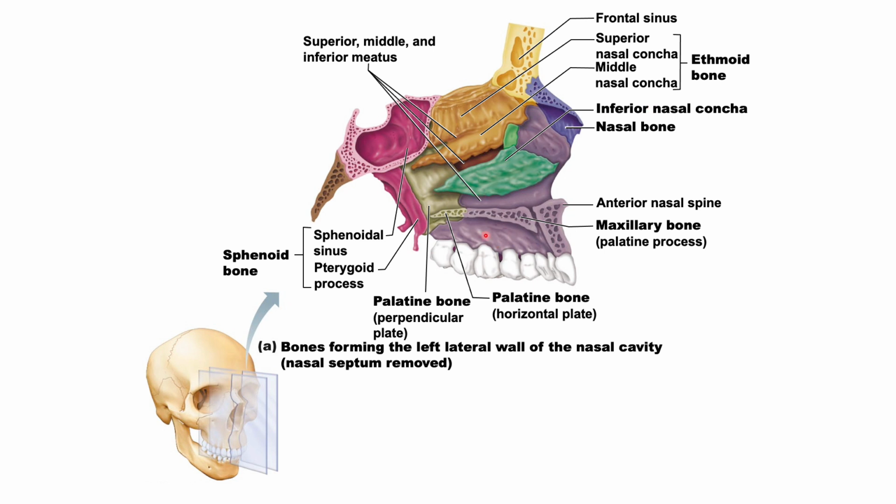So this is also another view to show you the maxillary bone and the palatine bone forming the roof of your mouth. And this is a very good picture of the sphenoidal sinus, and you can see the pterygoid process of the sphenoid bone also.